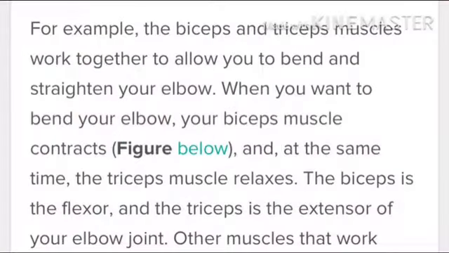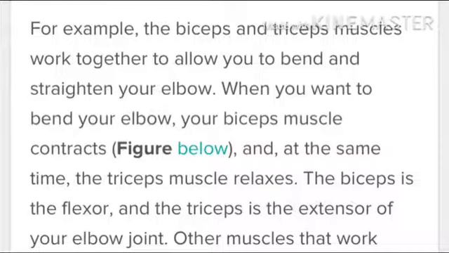For example, the biceps and triceps muscles work together to allow you to bend and straighten your elbow. When you want to bend your elbow, your biceps muscle contracts, and at the same time the triceps muscle relaxes. The biceps is the flexor and the triceps is the extensor of your elbow joint.